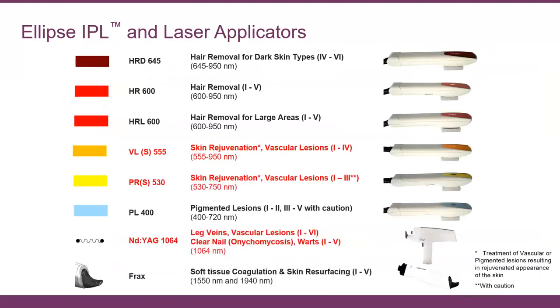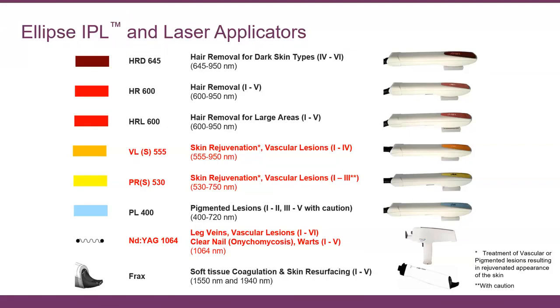It's a big range of handpieces, and for the purposes of today I've highlighted in red the vascular handpieces, which are the ones we're really concentrating on during this presentation. From an IPL point of view, we have what we call the VL. This is used for treating vascular lesions in up to skin type 4, and it has a range of 555 nanometers up to 950 nanometers. So the absorption starts at 555 and goes to 950.